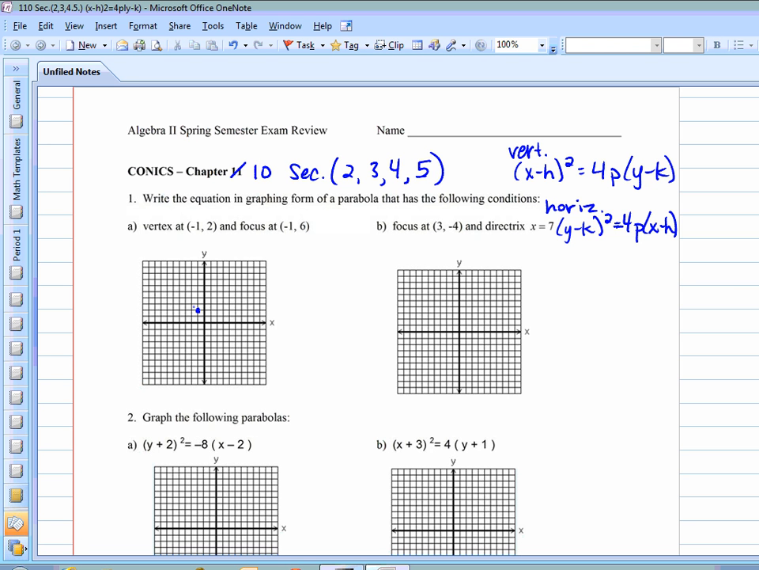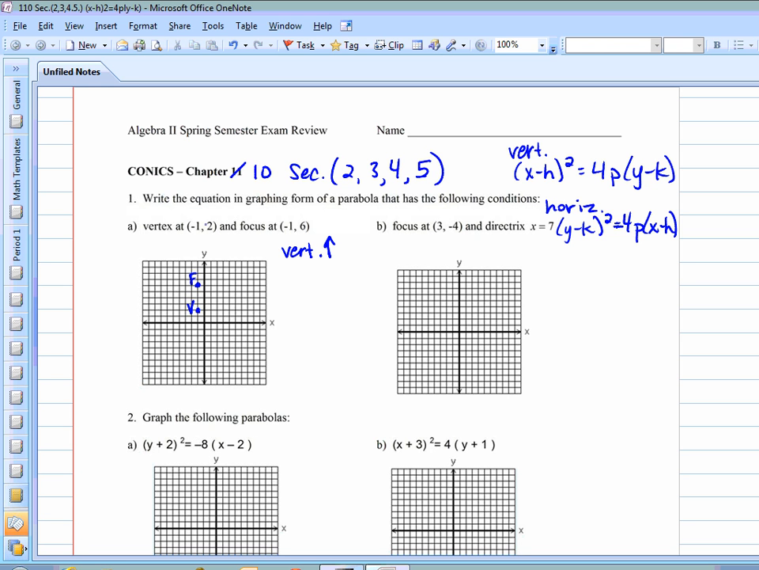For part A, we have a vertex at -1, 2, so we want to plot that point. I'm going to call that V for vertex. And then the focus is at -1, 6, and label it F for focus. So automatically I know that this is going to open up. Remember that the parabola contains the vertex. It curves around the focus. The directrix line is behind it. So this is going to open up, which means it's vertical and it's opening up.